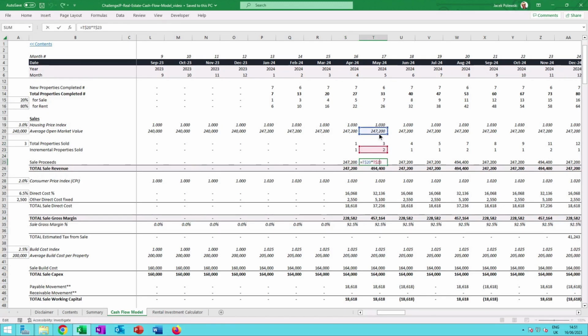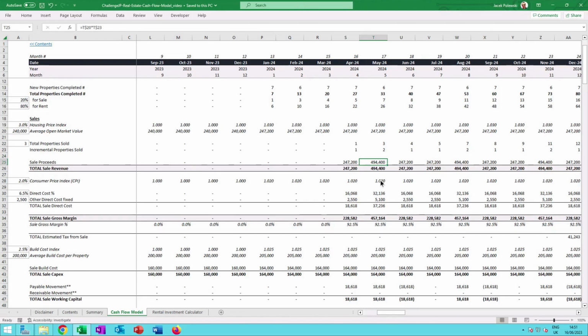Now, in terms of the calculations for the revenues, the sales proceeds is a very simple calculation where you take the average market value of a house and multiply it by the number of properties sold, okay? So if you sell 1 property, the average market value is 247,000. That's your revenue or proceeds. If you sell 2 properties, you just multiply that number by 2.